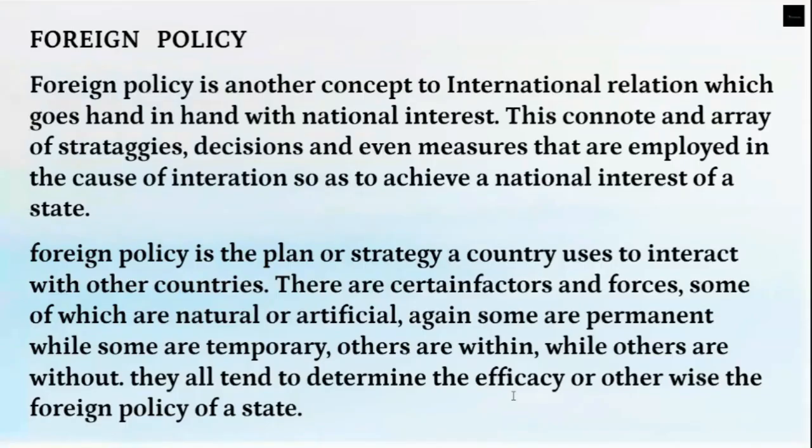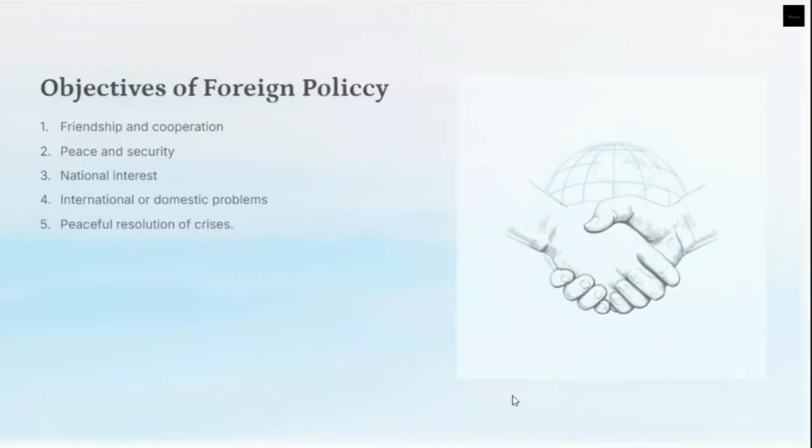So that's a simple definition of foreign policies. When you see it in the exam, you need to understand that foreign policies are the strategies that countries use. For example, what are the things Nigeria uses to interact with other states in order to achieve something, or the strategies that other countries use to interact with Nigeria in order to get something. So you understand. Now we move to the objectives of foreign policy.